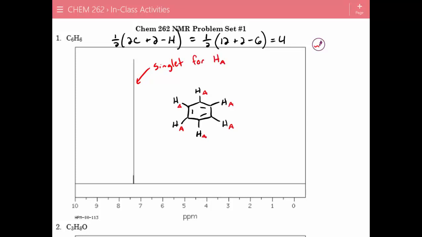Does that make sense? This requires a lot of brain power. It's like a puzzle on steroids, and these will get progressively more difficult. So let's do one last one together.